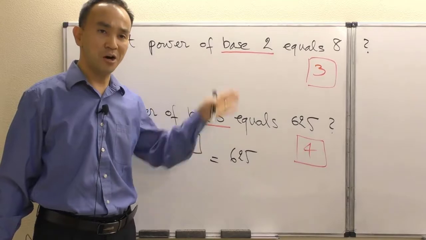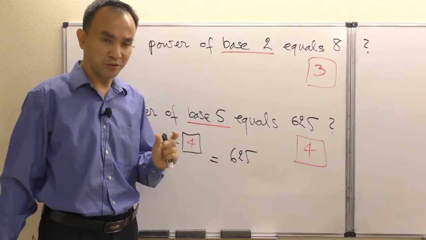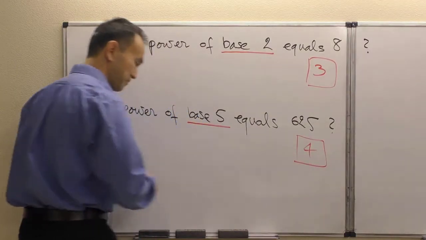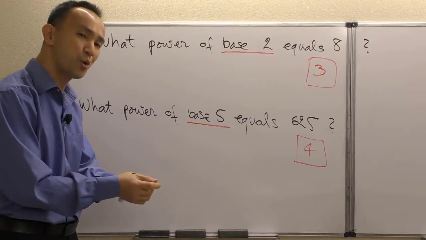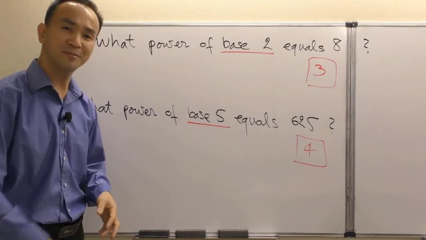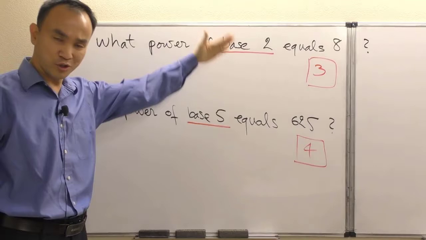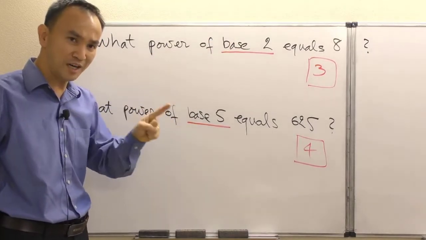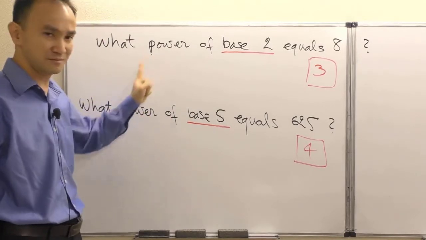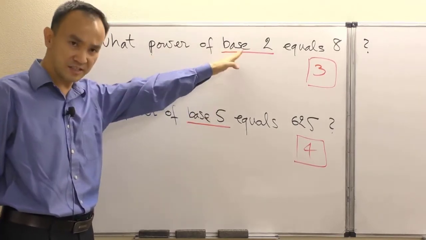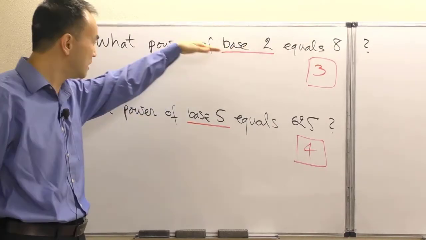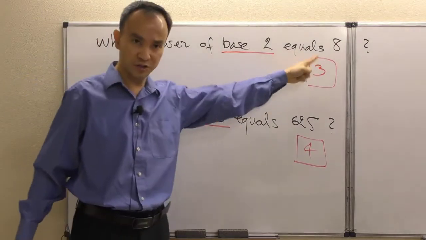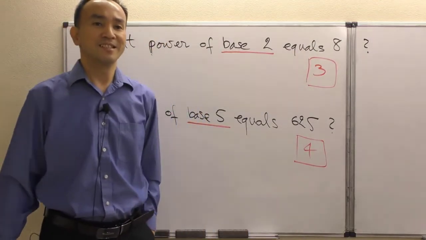With 2 questions right here, we are starting to formulate a certain generality already. The 2 questions are still retained on the board here. One more time, I would like to trigger that attention point of yours. The 2 questions here have one common structure. What power of a given base? The base in the earlier question was given to be base 2. So what power of base 2? What power of base 5? And then there's a number that it equals.